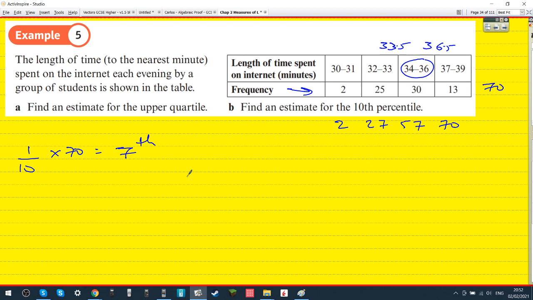Which what do you do now? Are we using 34 to 36? No, that was the previous one. Okay. That was where the median was. So we know it's 7. Seventh person.